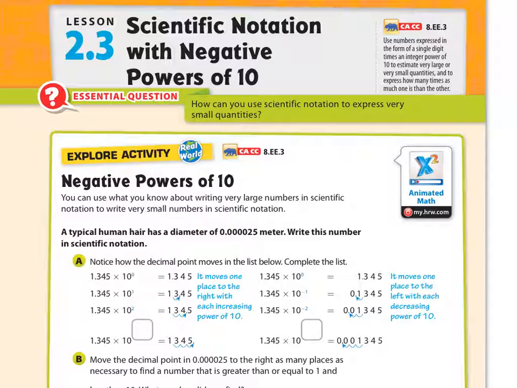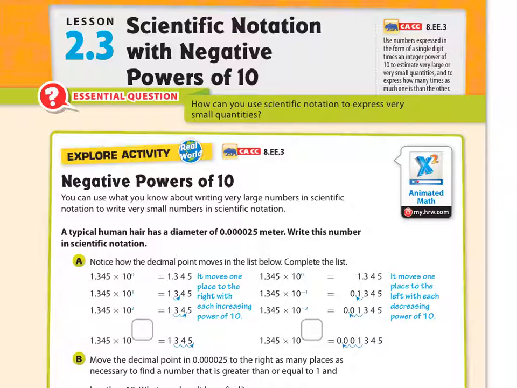Our essential question is how can you use scientific notation to express very small quantities? And our Common Core standard 8.EE.3 is using numbers expressed in the form of a single digit times an integer power of 10 to estimate very large or very small quantities, and so on.